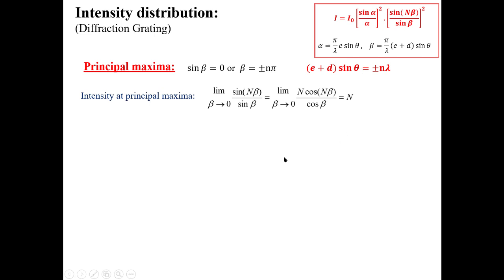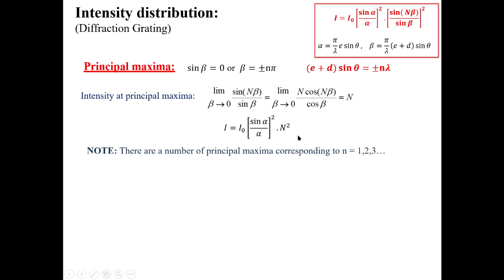If we find the intensity at principal maxima, we will put beta equal to 0 in this expression. So as we put beta equal to 0, this expression becomes capital N. So the intensity of the principal maxima is this whole multiplied by the value of this expression, or I equal to I naught sin squared alpha upon alpha squared multiplied by capital N squared. So there are a number of principal maxima.